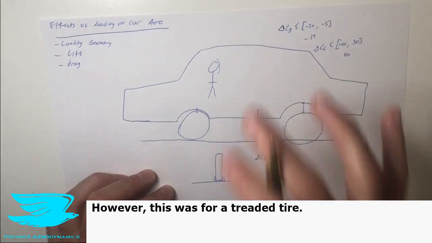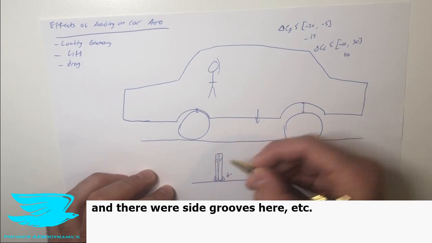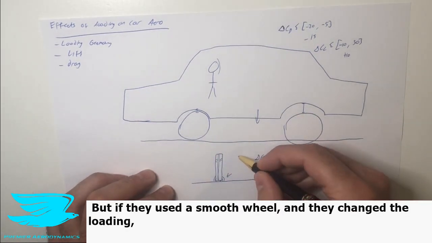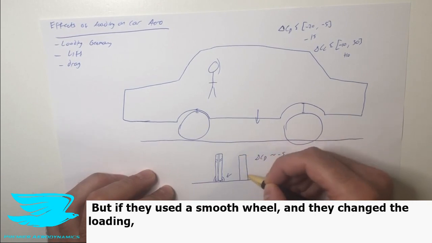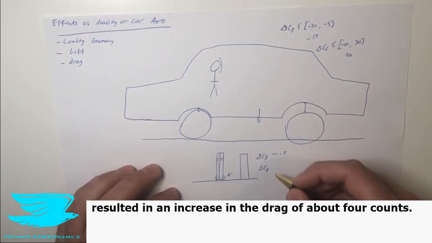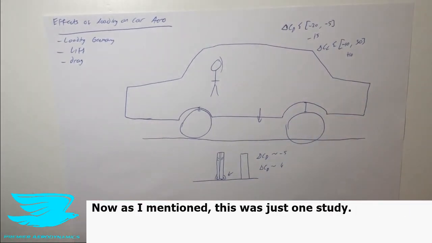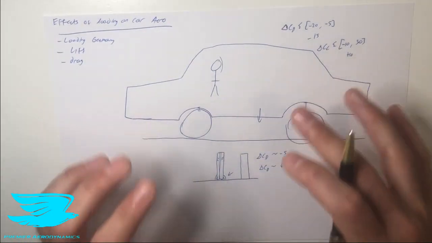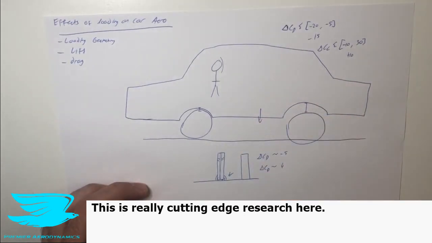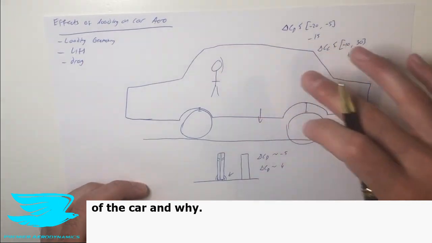However, this was for a treaded tire. There were longitudinal grooves here and side grooves here, etc., which help with displacing water. But if they used a smooth wheel and changed the loading, they found that increasing the loading, so putting more weight into the car, resulted in an increase in the drag of about 4 counts. As I mentioned, this was just one study that's really looked into it. There haven't been too many others. This is really the cutting edge of research here. So that is how loading a car up affects the lift and drag of the car, and why.